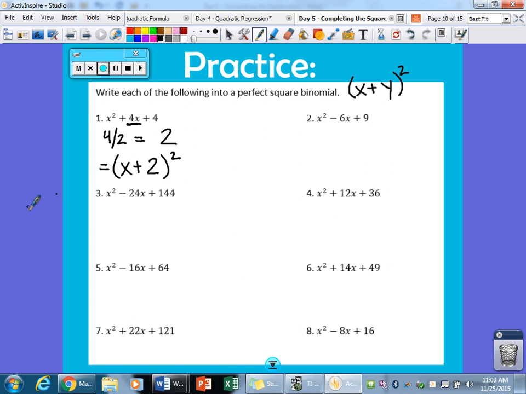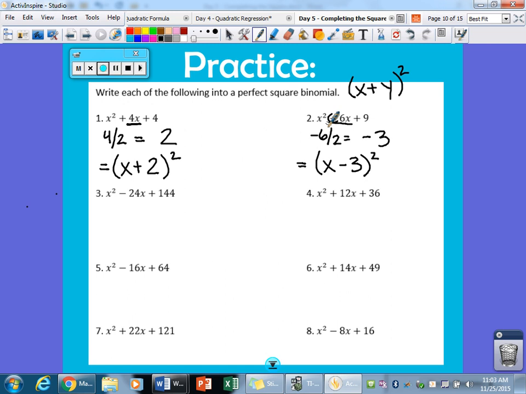I'll do it again over here. I take my b value, -6 divided by 2. I get -3. Is -3 squared 9? Yes, it is. X minus 3 squared. There's my answer. Notice this was a minus because of the minus here.